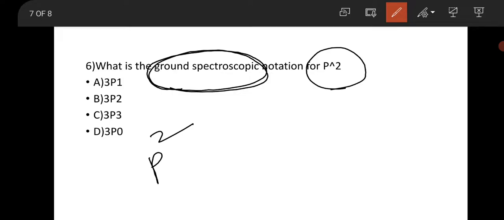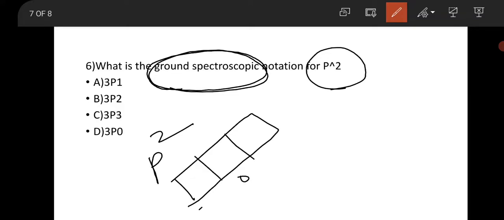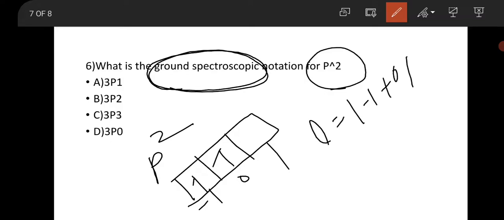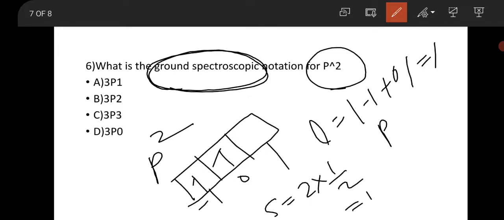So for p2, let's arrange it. For p there are 3 subcells: this is 0, this is minus 1 and this is 1. So arrange the 2 electrons: 1 electron in this state and 1 electron in this state. So L will be the mod of minus 1 plus 0, it will be 1. L equal to 1 means it will correspond to the P state. Now spin S equal to 2 into 1 by 2, because there are 2 electrons in the subcells. So the spin is equal to 1. So S equal to 1 means 2S plus 1 equal to 3.